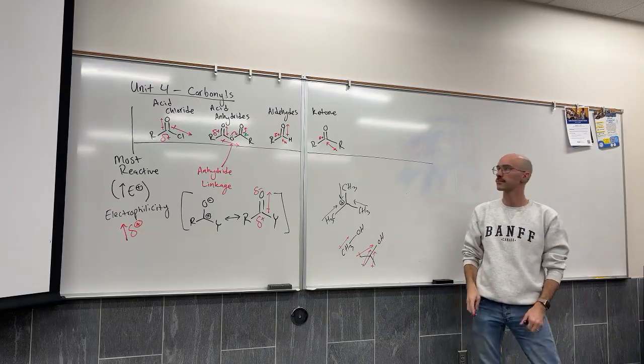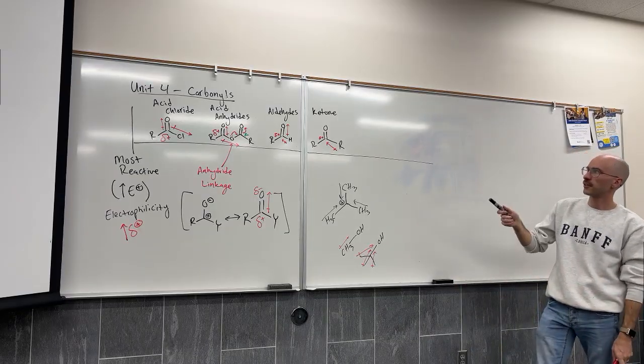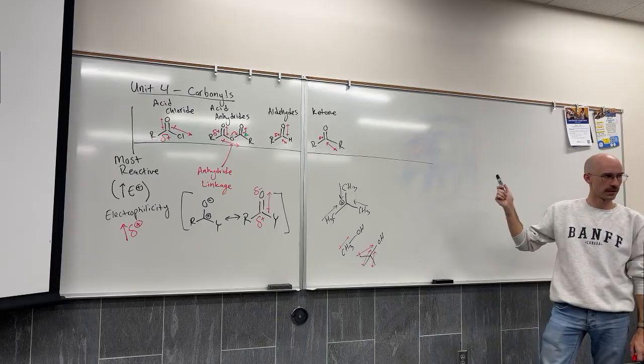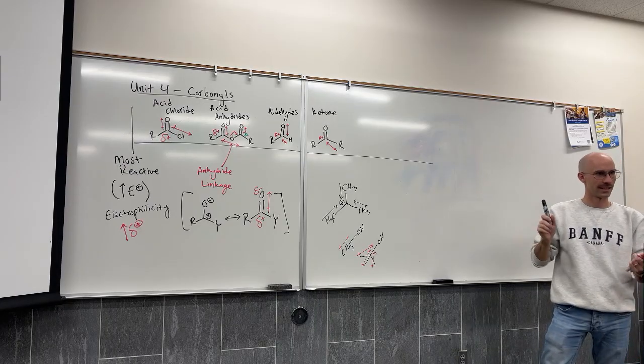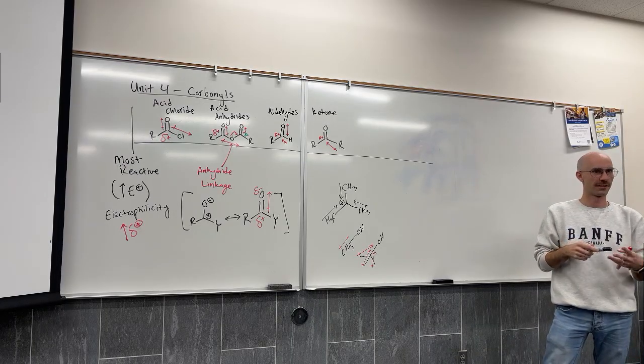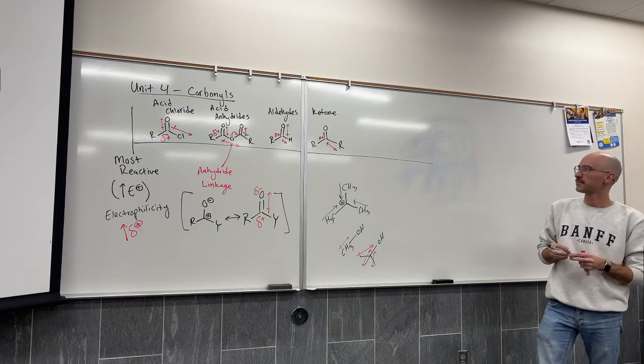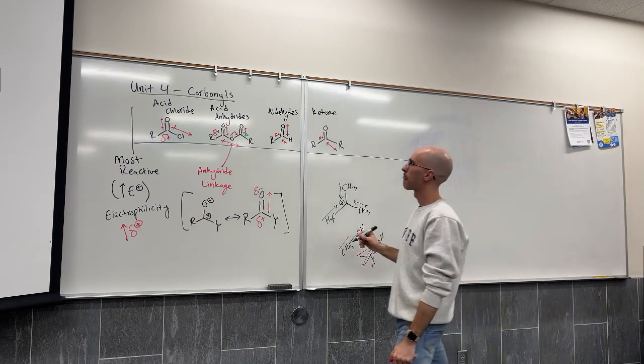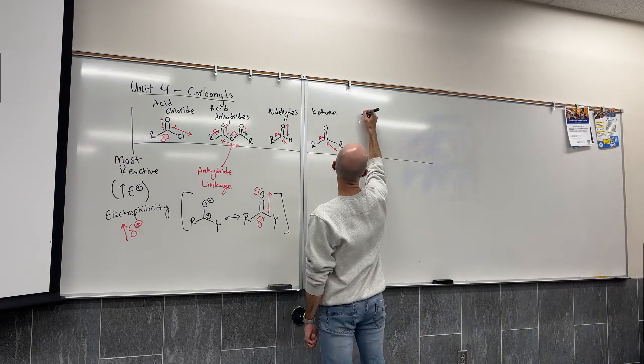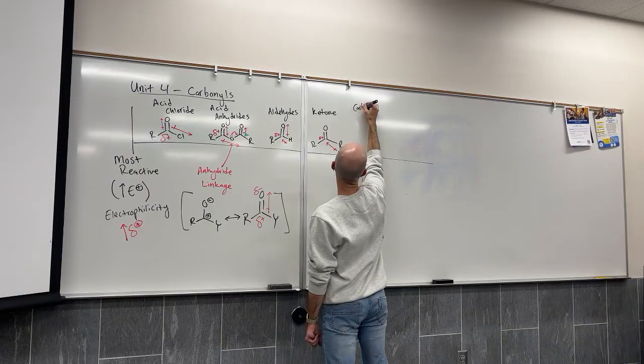How many more groups are there? Ketone, acid, ester, amide, nitrile. I didn't count. Yeah, that's fine, five. After the ketone, we see our carboxylic acid.